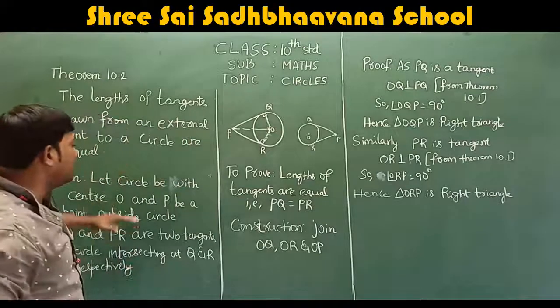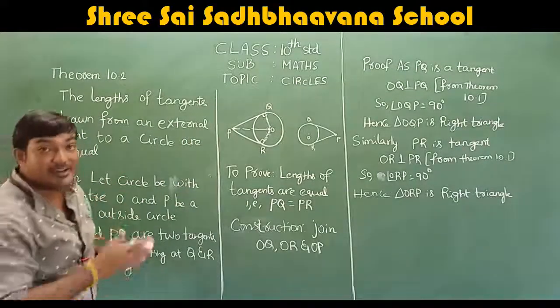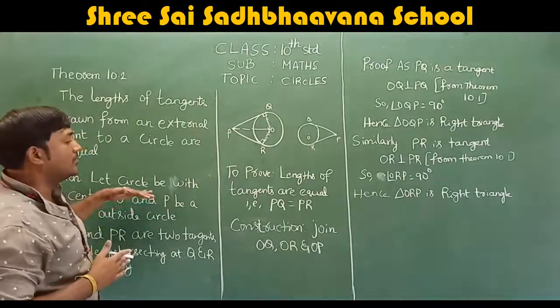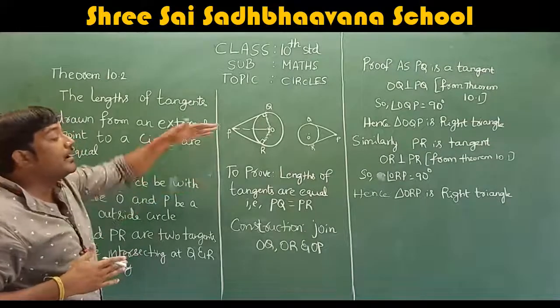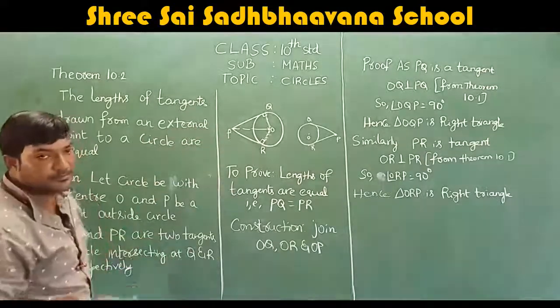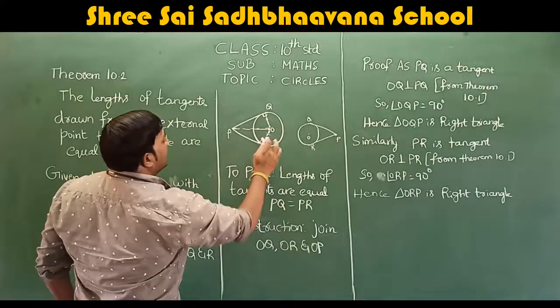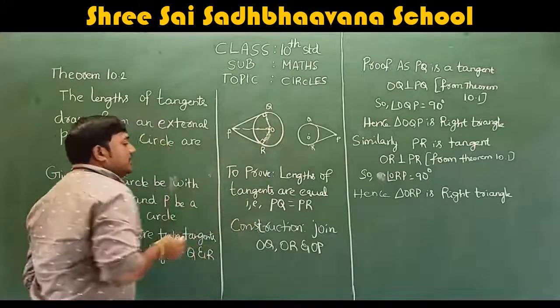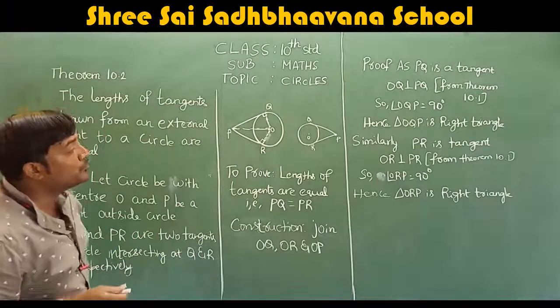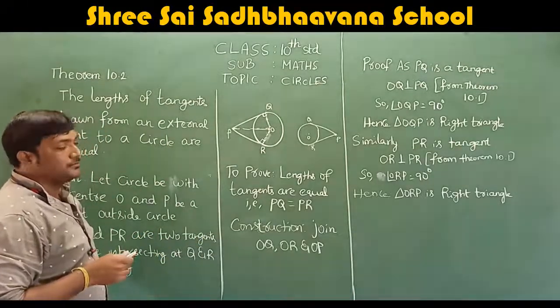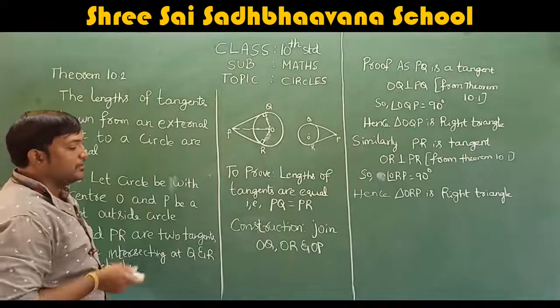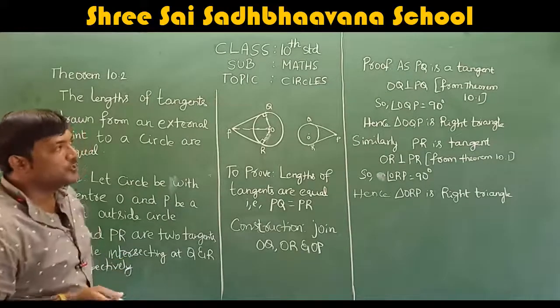This they only given. Remember, given means they already gave this in the theorem or whatever it is, and construction means we are doing it. That's the reason we are putting a dotted line here. So after this, what do we have to prove? We have to prove PQ is equal to PR. And for construction, as we did, OQ, OR and OP we joined.